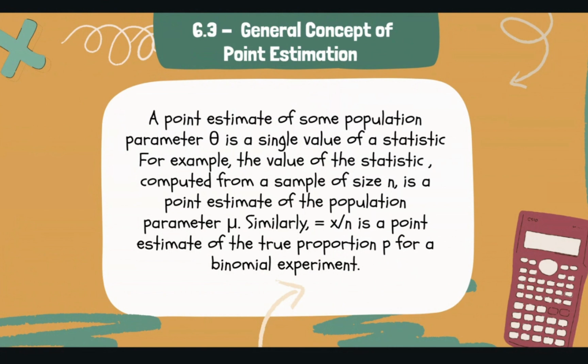Now, general concept of point estimation. A point estimate of some population parameter theta is a single value of a statistic. For example, the value of the statistic x-bar computed from a sample of size n is a point estimate of the population parameter mean. Similarly, x over n is a point estimate of the true proportion for a binomial experiment. Next slide, please.